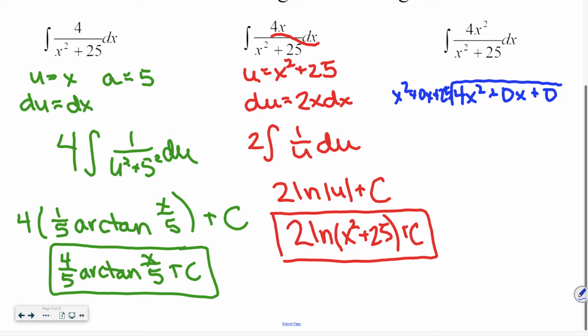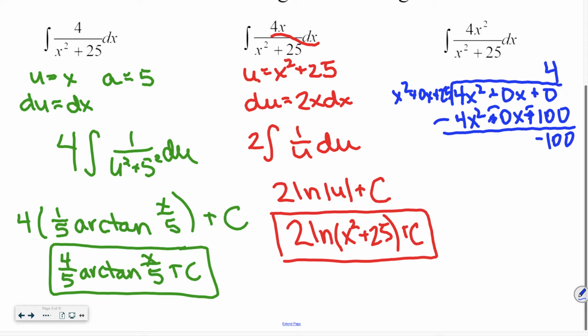So x squared times what is 4x squared? 4. Remember when we divide, we take divisor times whatever number we just wrote. So 4x squared plus 0x plus 100. And we subtract. Okay. So we have 4 with a remainder of negative 100.